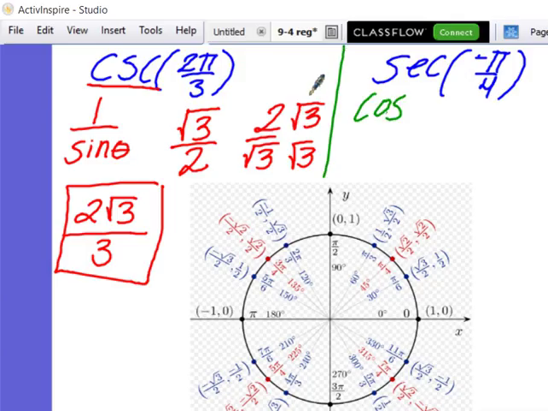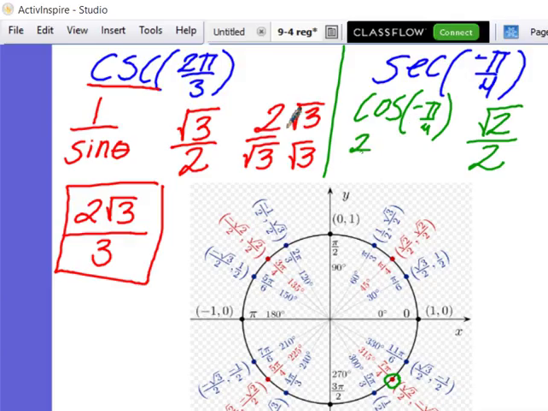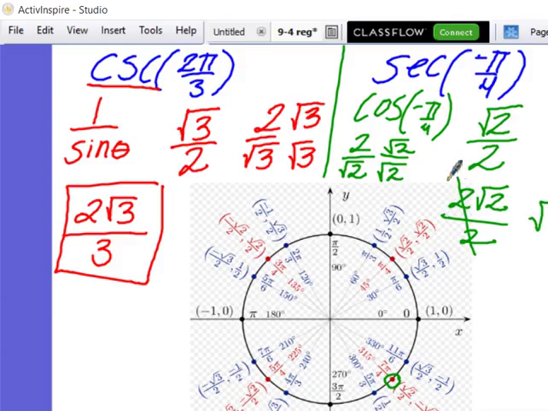So let's list out what cosine at negative pi fourths is. Remember, positive pi fourths is here, so negative pi fourths will be here. Cosine is our x value, so root 2 over 2. And you'd say, but I'm not finding cosine, I'm finding the reciprocal, which is secant. So we'd flip it, so 2 over root 2, and then wouldn't we rationalize? So we'd multiply by root 2, so on top we'd get 2 root 2 over 2, which is root 2.